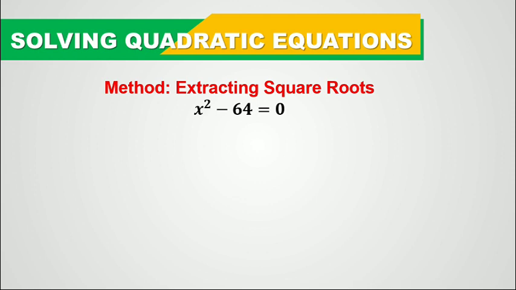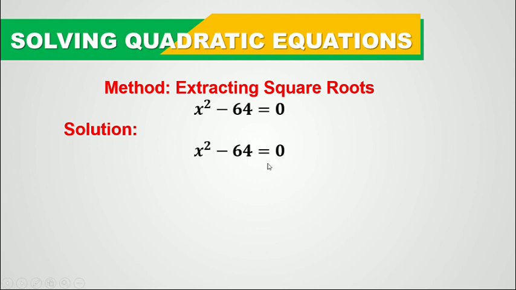Let's get the roots of x squared minus 64 equals 0. So this is the given quadratic equation and we have to extract the roots. Let's copy the given equation first: x squared minus 64 equals 0. So what are we gonna do next?